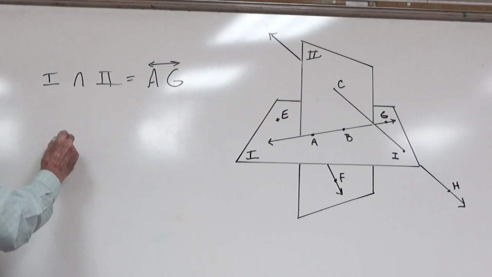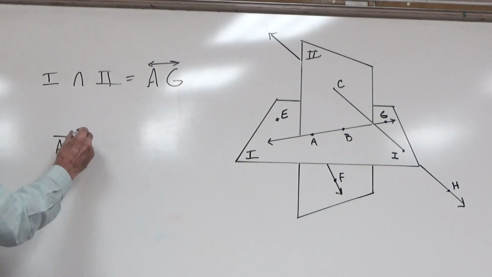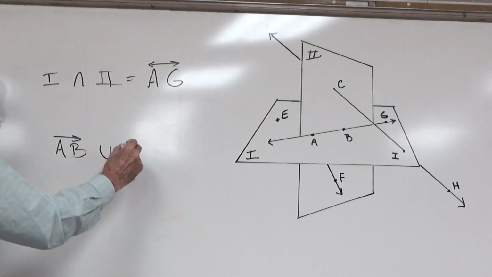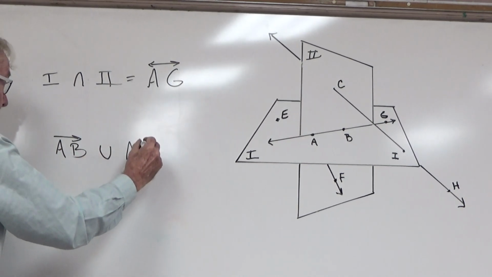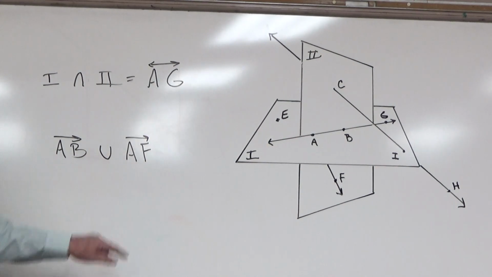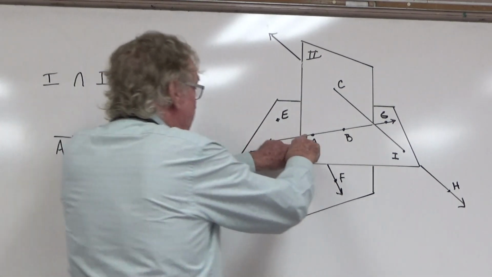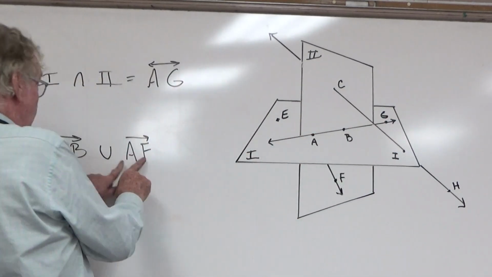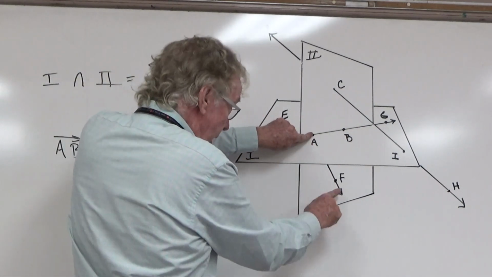Ray AB, union joined together with ray AF. Looks like I got the union of two non-collinear rays with a common endpoint. Looks like I got an angle. The ray that starts at A, goes through B, keeps on going. Join that together with the ray that starts at A, goes through F, and keeps on going.